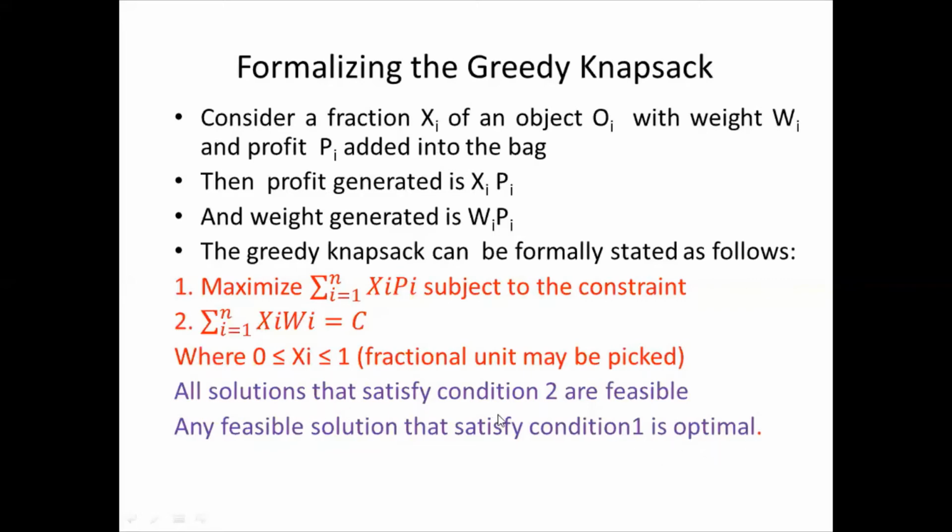So all solutions that satisfy condition 2 are said to be feasible because they do not dissatisfy the problem constraint. Any one feasible solution that maximizes the profit is said to be an optimal solution for the greedy knapsack or the fractional knapsack problem.